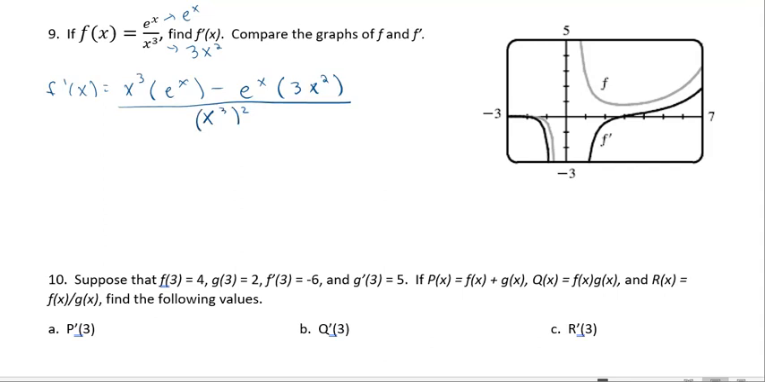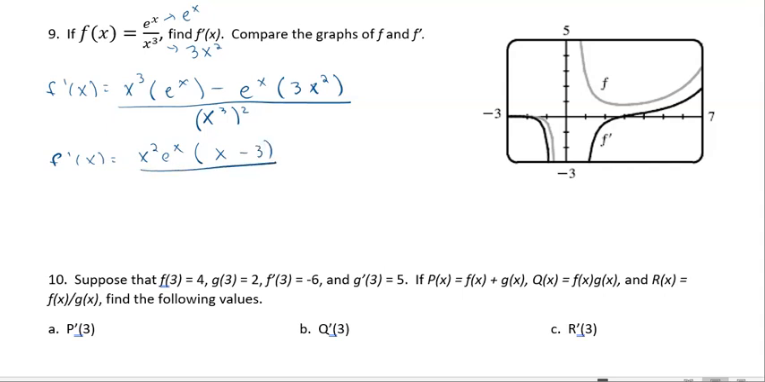It looks like we have some things in common here. I have an x to the second that's in common, and I have an e to the x that's in common in the numerator. So let's pull that out. Let's see if we can do some simplifying. So if I pull out x squared e to the x, in this first piece right here, I'm left with just x. So if I multiply it back through, we'll get x to the third e to the x and minus 3.